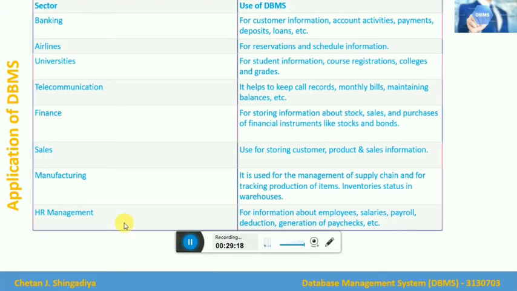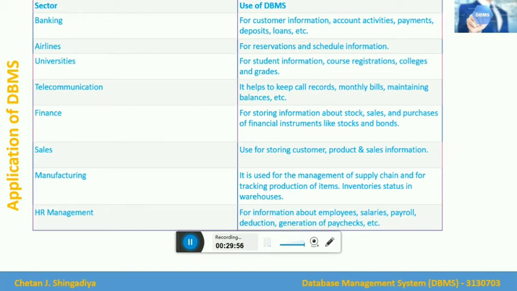Now let us see the applications of DBMS. There are various sectors in which we use the DBMS system, such as banking, airlines, universities, telecommunication, finance, sales, manufacturing, HR management, and many more. Let us see how banking uses a DBMS. For banking, it is used for customer information, account activities, payments, deposits and loans, etc. For airlines, for reservation and schedule information. For universities, for student information, course registration and grades.